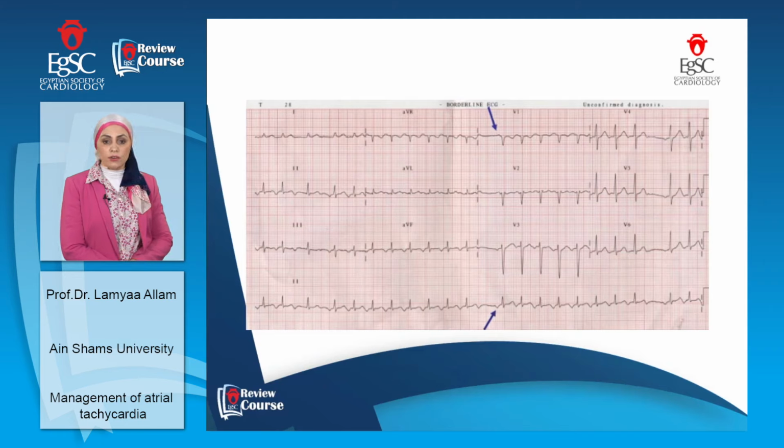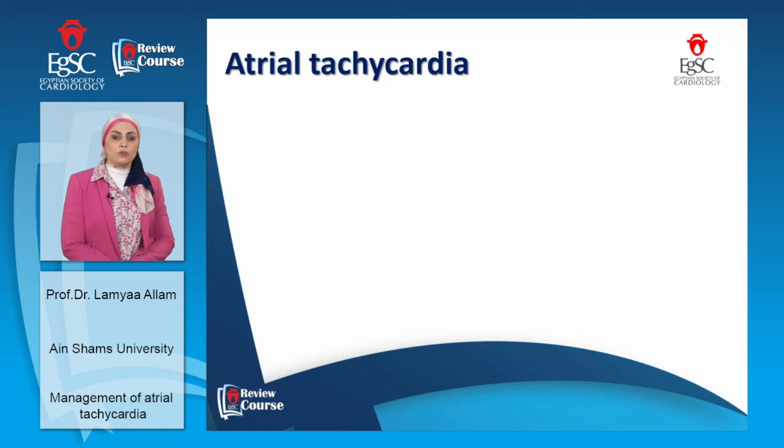And this is a third example for the atrial tachycardia with variable block. As you see, marked by an arrow on the P waves, there is another P wave just before the P wave marked by the arrow, not followed by a QRS complex. We know now how to diagnose the atrial tachycardia.